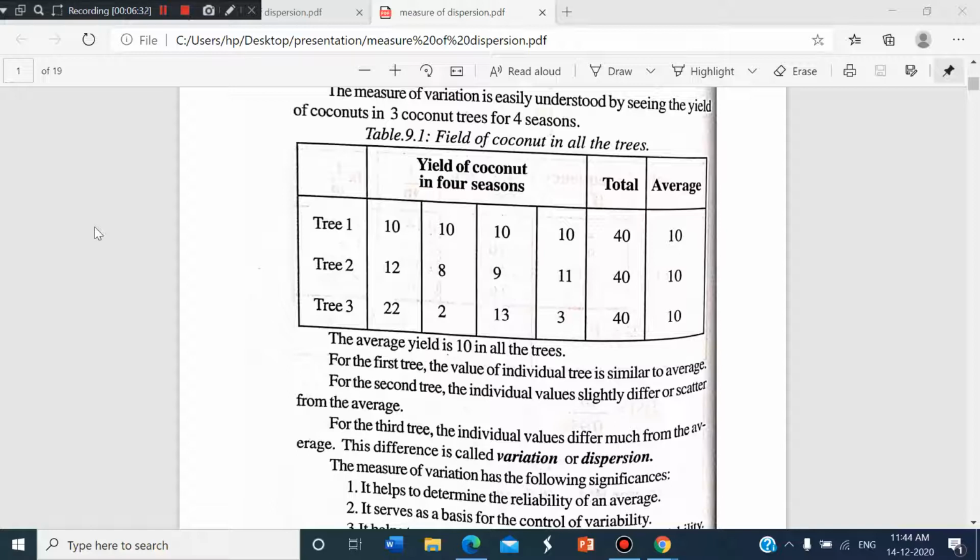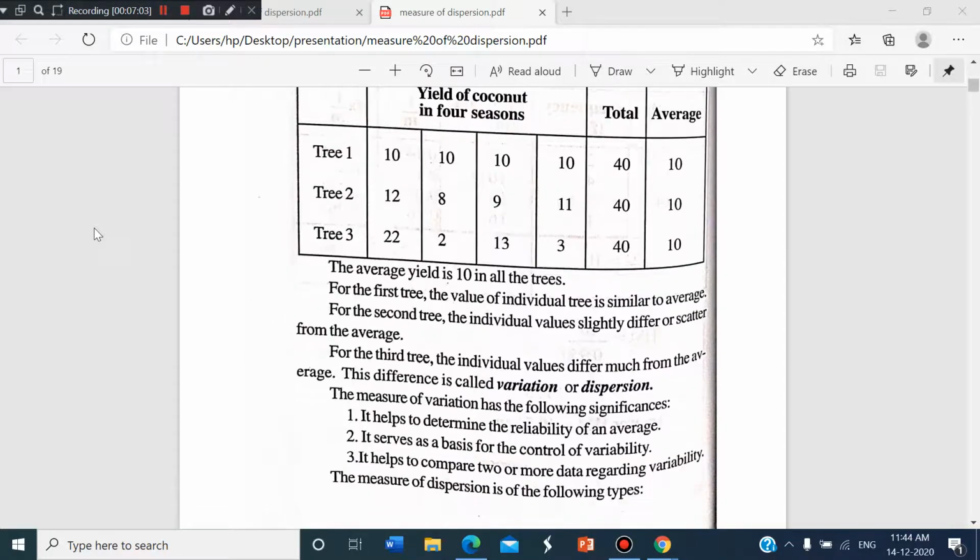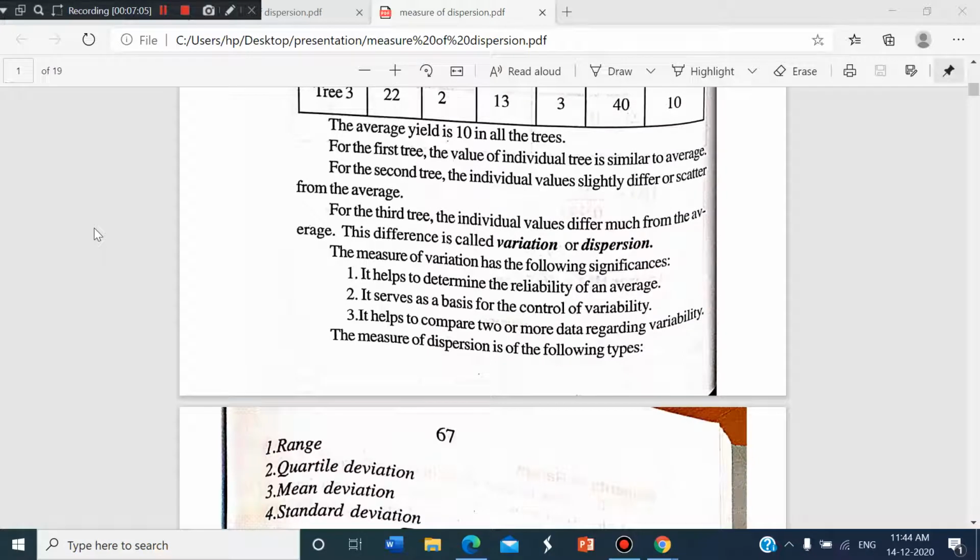Now look into the third tree. See, the individual values differ much more from the average. One time it is 22, sometimes it is 2, 3, one time it is 13, like that. The values differ much from this average. And this difference is called variation or dispersion. Now, what do you mean by this? What is the significance of this measure of variation?